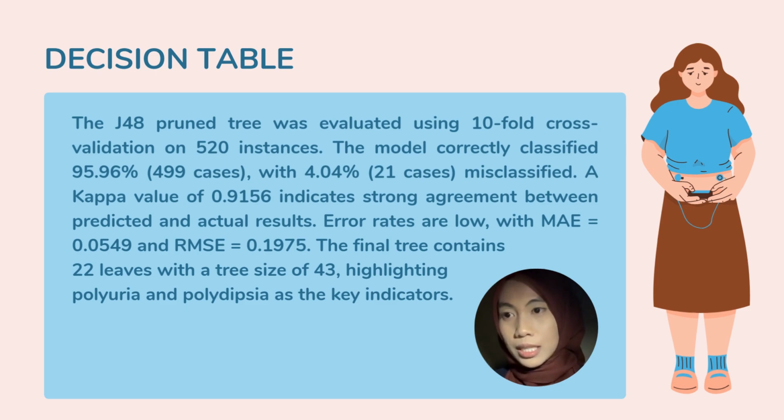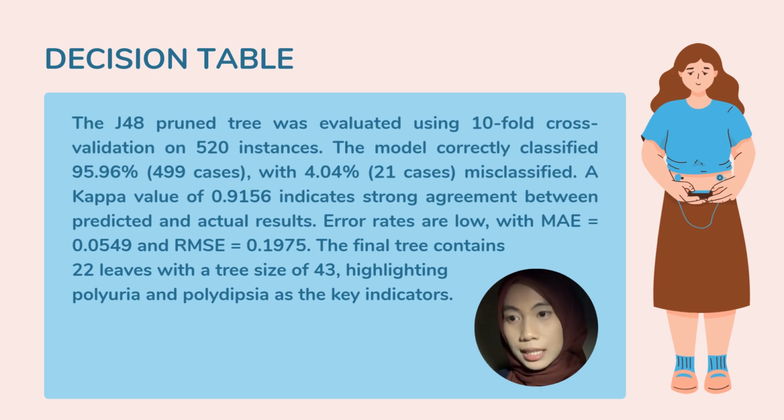The model was evaluated using 10-fold cross validation on 520 patient instances to ensure reliable and unbiased performance. The results show that the model correctly classified 95.96%, which is 499 cases, while 4.04%, or 25 cases, were misclassified. The kappa value of 0.9156 indicates a strong agreement between the predicted result and the actual outcome.